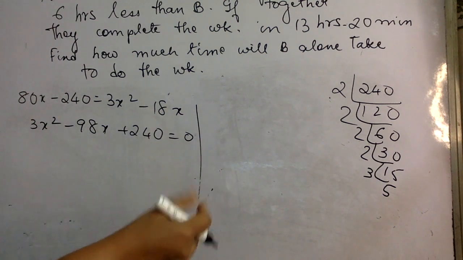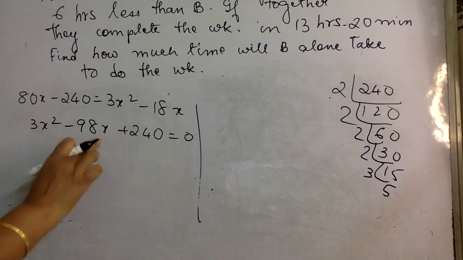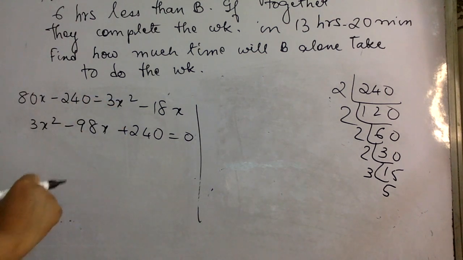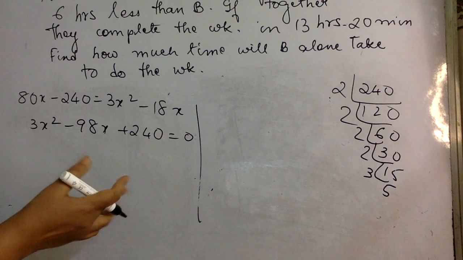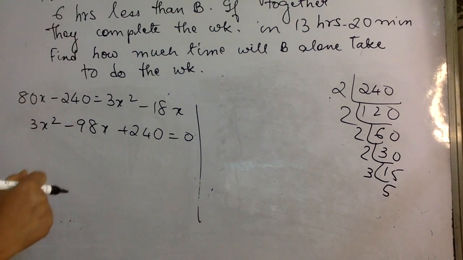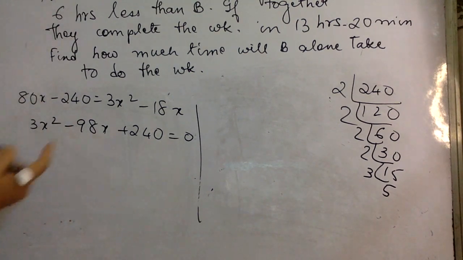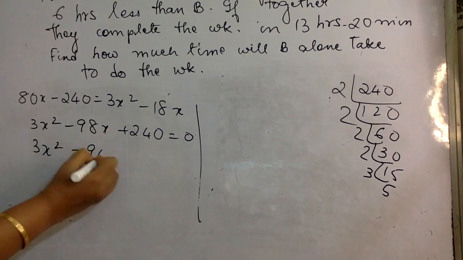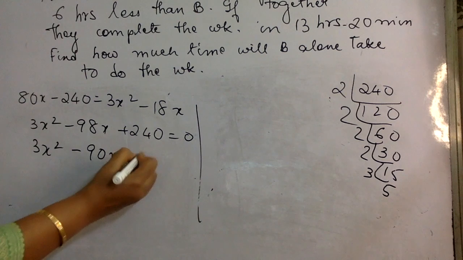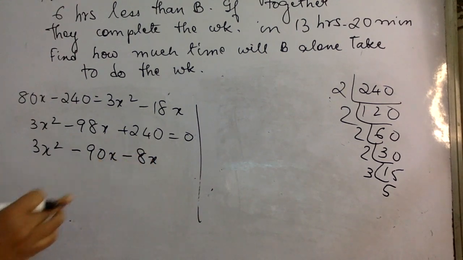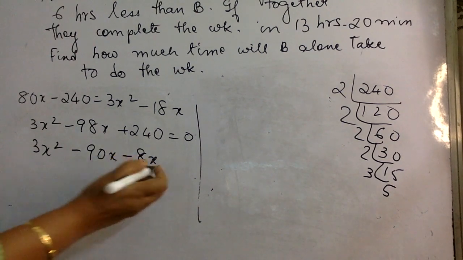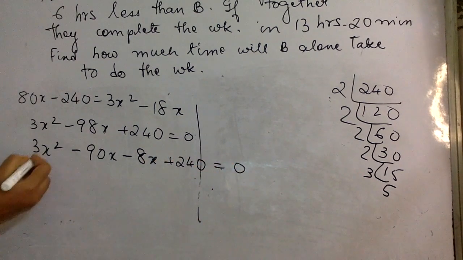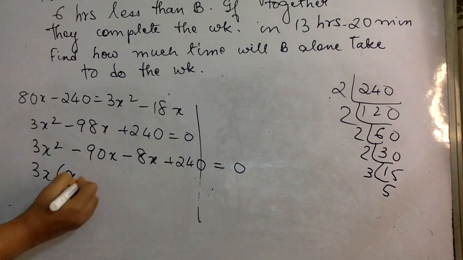Now what are the factors that I can make out of this? I have to see that I need 98 on adding the two factors, and the product has to be 720. So my two factors are: 3x square minus 90x minus 8x. 9 into 8 is 720. Plus 240, that is equal to 0. So let me factorize now.